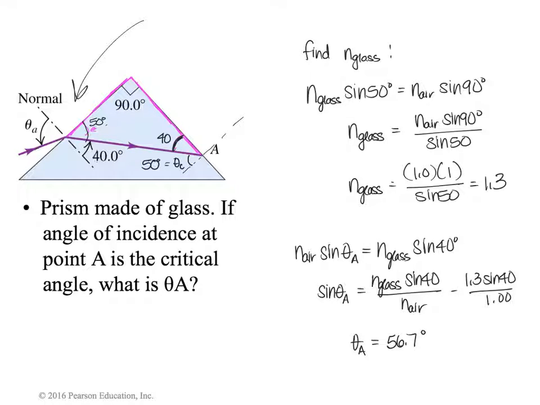So that's an example kind of rolling up all together Snell's Law, critical angle, and also working with prisms.